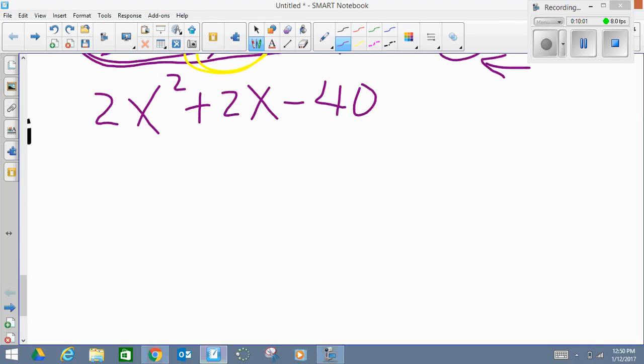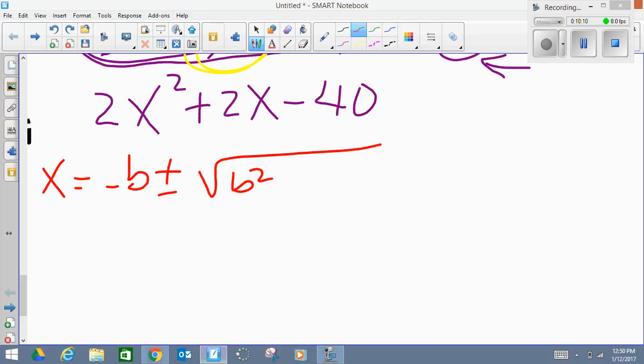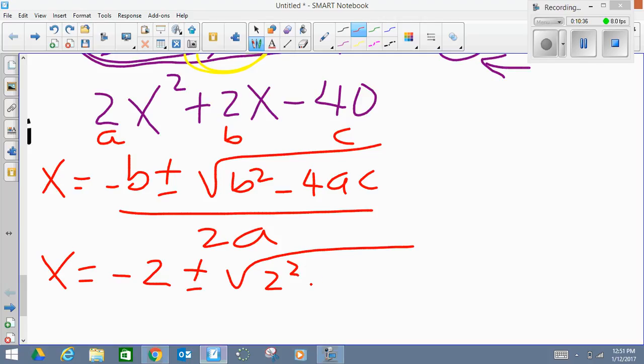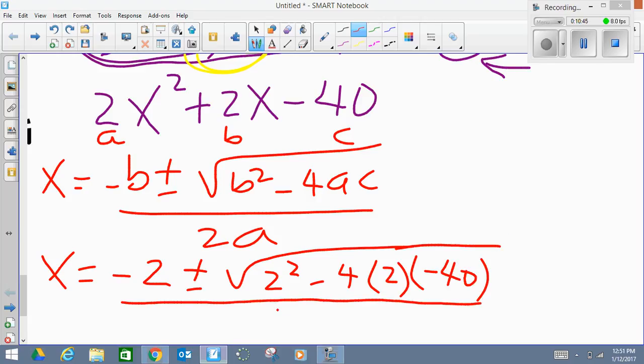So to practice, I'm going to do the quadratic formula. I'm going to apply it to find the other two answers from this cubic function. So x equals negative b plus or minus the square root of b squared minus 4ac, over 2a. Remember, a is in front of the x squared, b in front of the x, c is your constant. Replace it back. x equals negative b plus or minus b squared minus 4 times a, which is a 2, times c, which is a negative 40. All of it divided by 2 times a.